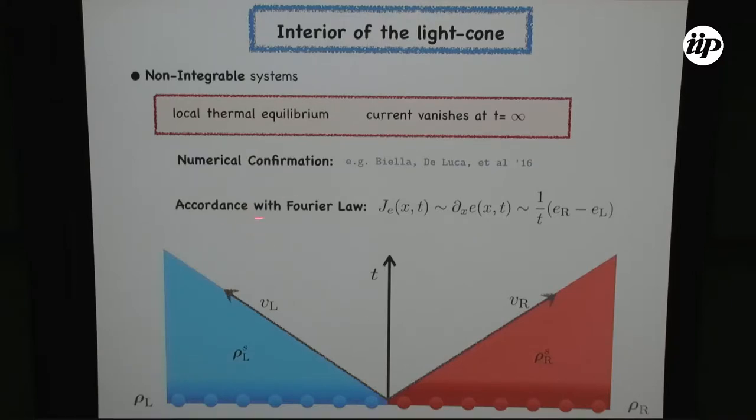And in this case, there is also accordance with the Fourier law, so basically that the energy current is proportional to the derivative of the energy density. Because in this setting, the size of the system, which is the size of this light cone here, is proportional to t. So this gradient here will be something like the difference between the energy on one side and the energy on the other divided by the length of the system, which is t, and goes to zero at infinite times. Okay? No, that is not forever. That result is for a conformal field theory, and it's expected to hold up to some time scale. I will discuss that later.